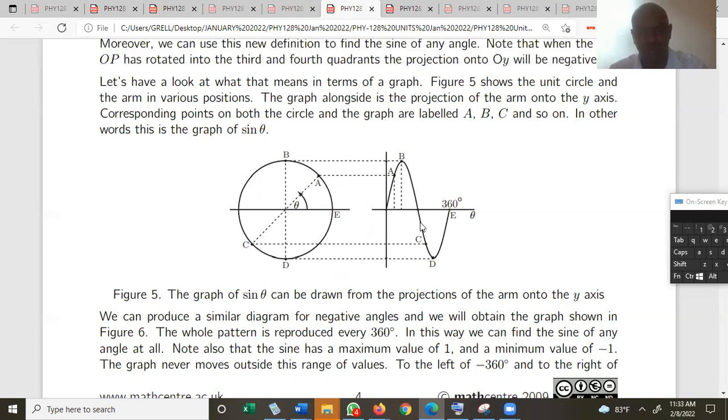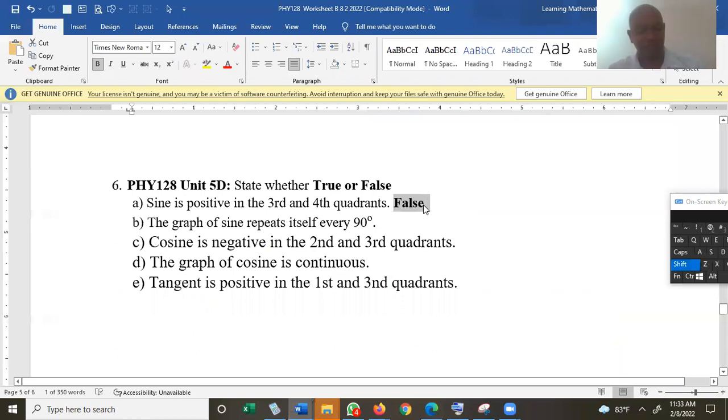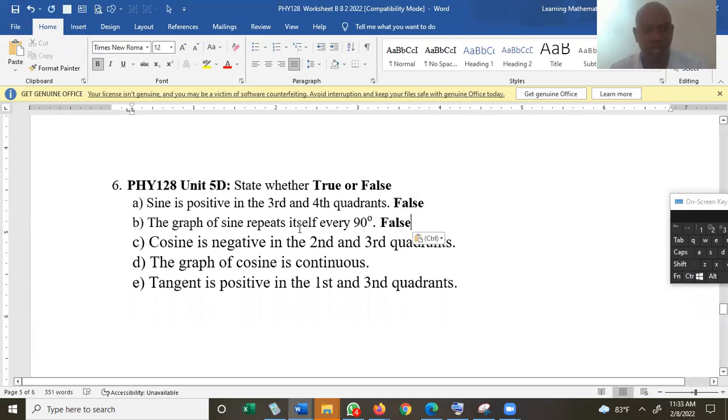After 180 degrees, new things are still happening. And after 270, new things are happening again. This cycle will repeat again after 360 degrees. So therefore, this statement is false. Write a capital F. The sine graph repeats after 360 degrees, not after 90 degrees.